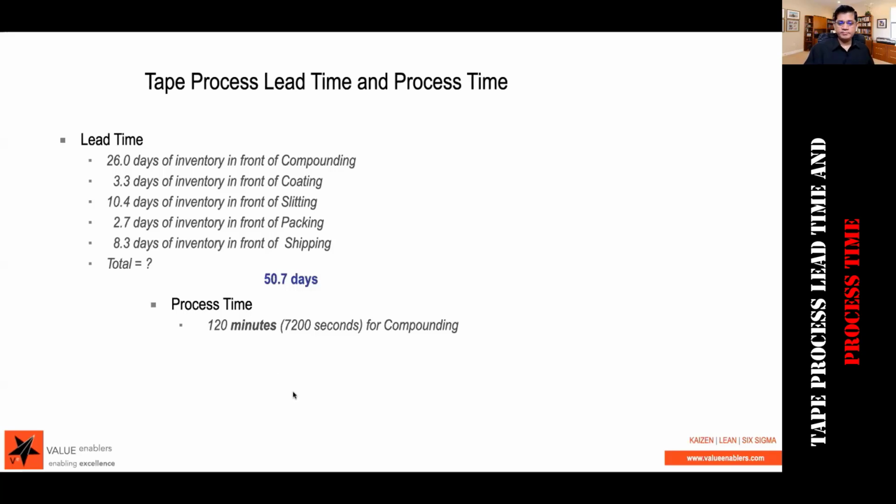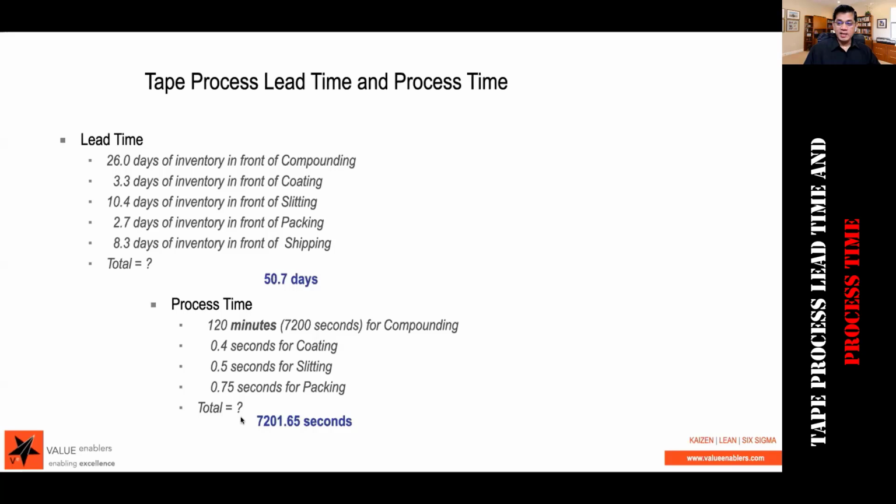120 minutes, 7,200 seconds for compounding is the process time, 0.4 seconds for coating. So compounding, we saw it as a 2-hour process, 0.4 seconds for coating, 0.5 seconds for slitting, 0.75 seconds for packing, and total is what? Almost 120 only, right? So 7201.65 seconds.